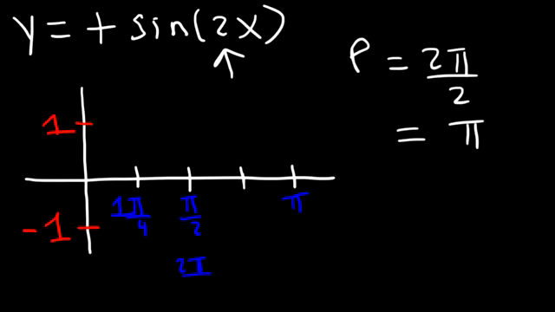The next point is 2 pi over 4, which reduces to 1 pi over 2. The third point is 3 pi over 4. And the last one is 4 pi over 4, which reduces to pi. Once you get the first point, you can simply count it to find the rest. To get the third point, just multiply the first point by 3. So those are just some things to know.